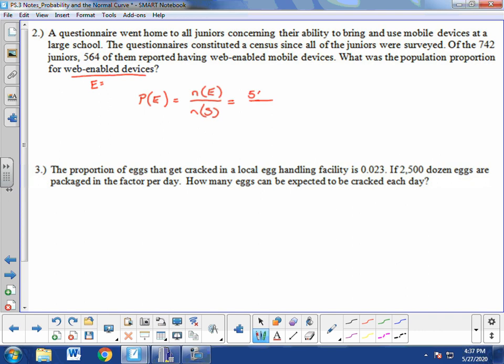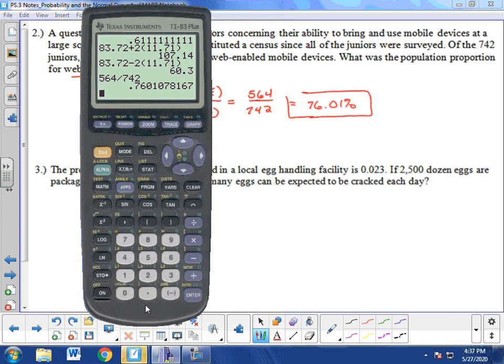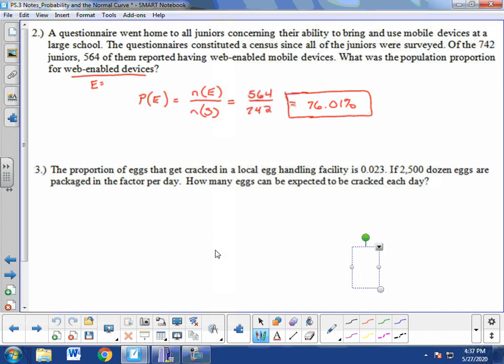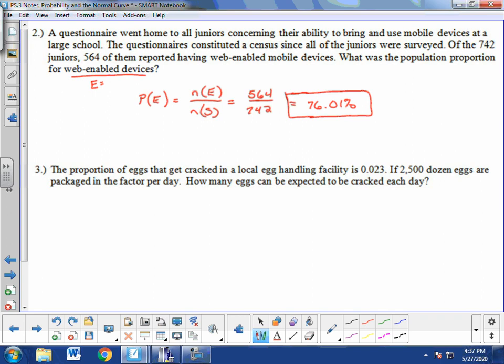So 564 of the juniors say they did, out of 742, and then we can go ahead and divide this to figure out that approximately 61.01% of the population is represented as being able to use web-enabled mobile devices. So basically this is a probability, the same concept as a probability equation. Let's go ahead and take a look at problem number 3. Problem 3 is the same idea but changes what we're looking for here.